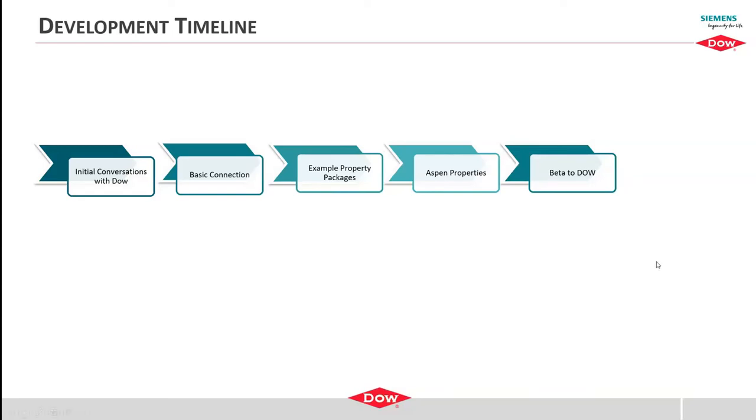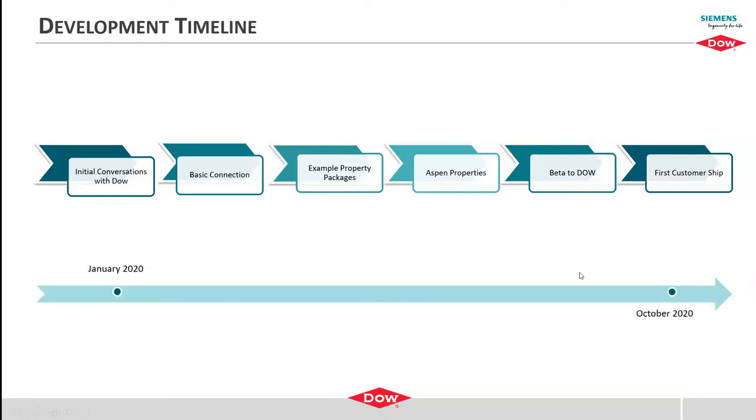The first customer ship with this functionality is going to be in two weeks' time, at the end of October. All this happened in a time frame of January to October this year. We do two releases every year, one in April and the other in October. We organized our backlog and priorities so that we could deliver this functionality to Dow in the earliest release possible.